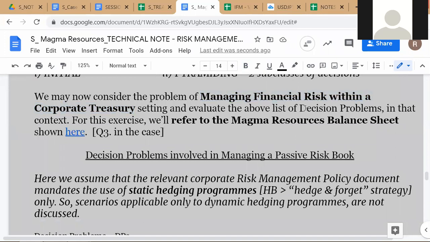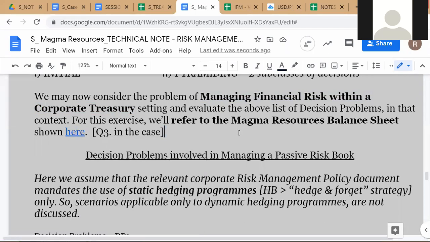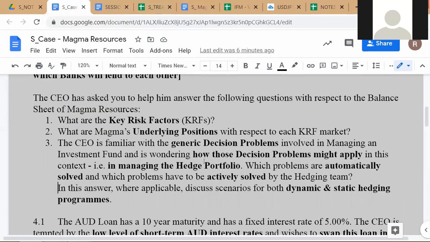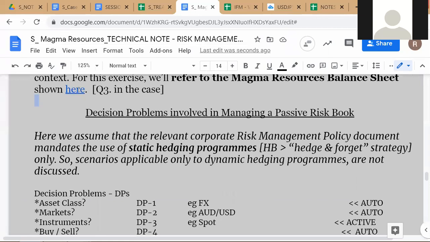And we may find that some of those decision problems are automatically solved. So maybe this is the part where there was a problem. We'll see. We'll check this link. Okay, we'll refer to this as question 3 in the case. Question 3 is the decision problems in this case, right? So in any case, if the link doesn't work, just go through your notes folder and it should work.